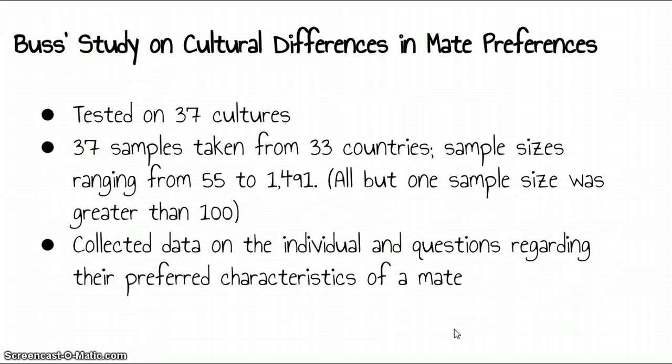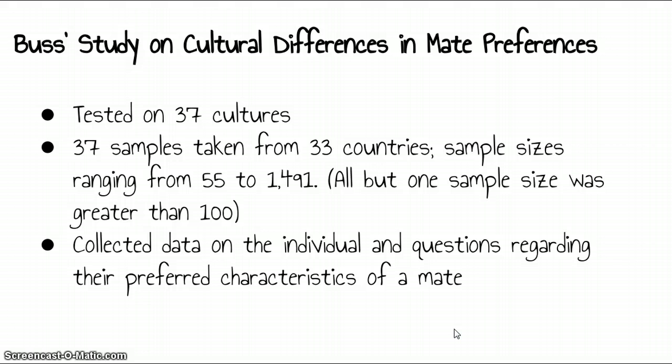The second Buss study that I'm going to talk about is on cultural differences in mate preferences. This is interesting as well. It was tested on 37 cultures. So 37 samples were taken from 33 countries, and these sample sizes varied from 55 individuals to over 1,400 individuals. All of these sample sizes were greater than 100, except for the one that was 55, which is kind of an outlier. But the ones that were over 100 people were actually taken into consideration more.